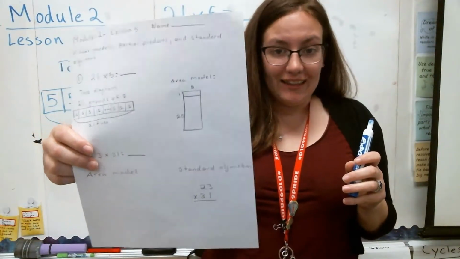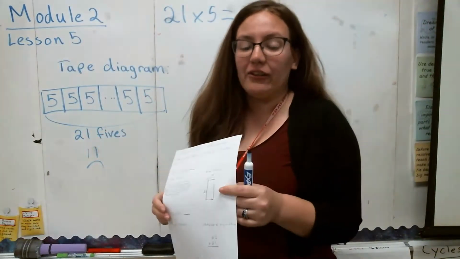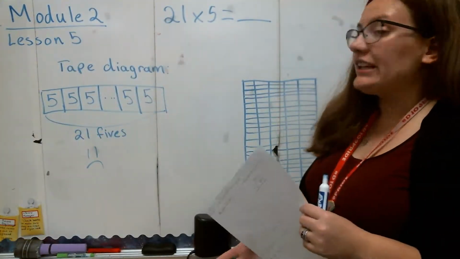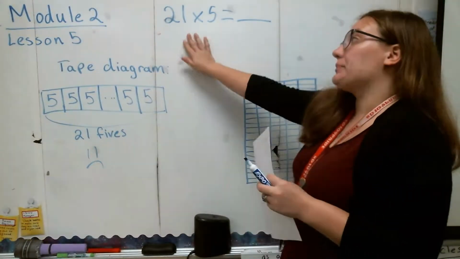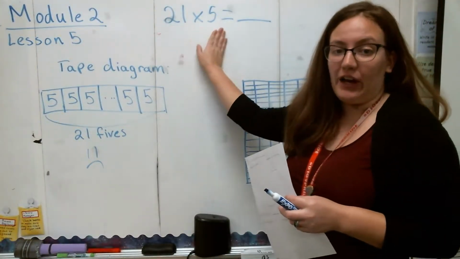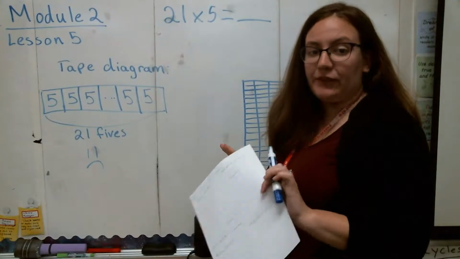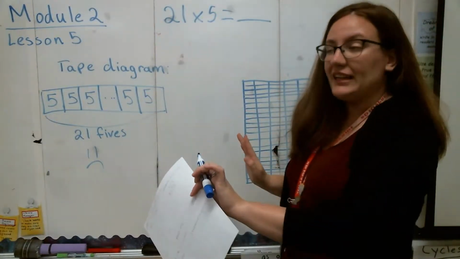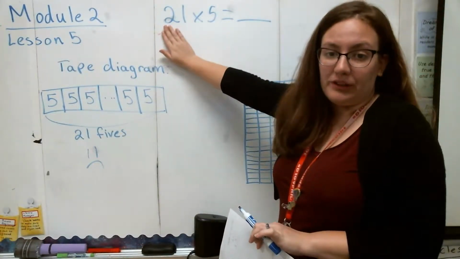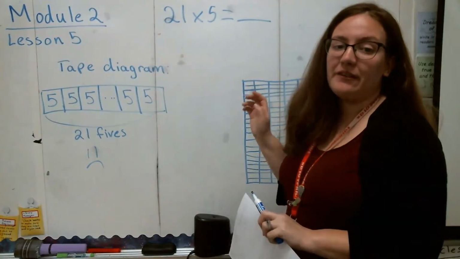They should look like this. Please make sure you have those out for this lesson. So to get started, we are going to take a look at this problem, 21 times 5. We're not going to be working with decimals for a little bit, so don't worry too much about decimals. Just worry about the whole numbers for now. So we have 21 times 5.